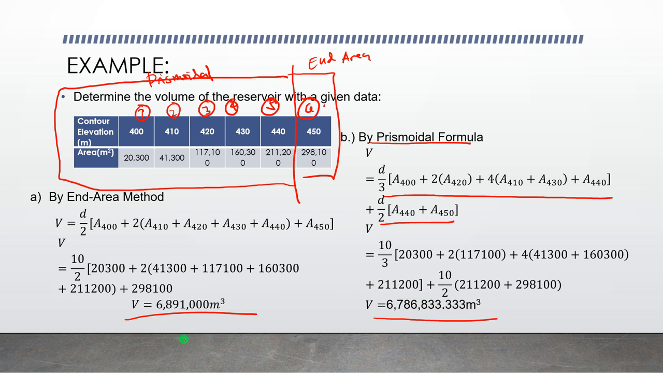So those are our answers. Comparing the answers, they are almost near each other. There are slight differences in the computed values, but both reach within 6 million.